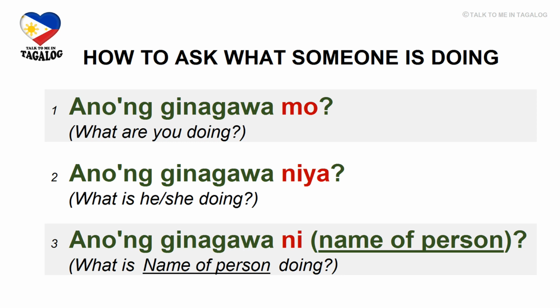Anong ginagawa niya? What is he or she doing? The third pattern is used to ask what a specific person is doing. So in place of the pronouns mo and niya, you should add ni before a person's name. Anong ginagawa ni blank, or the name of the person? What is blank doing?